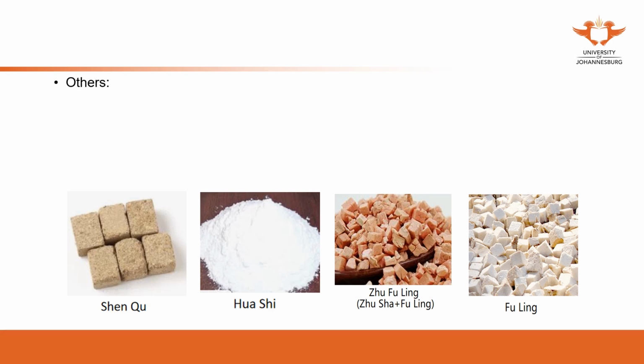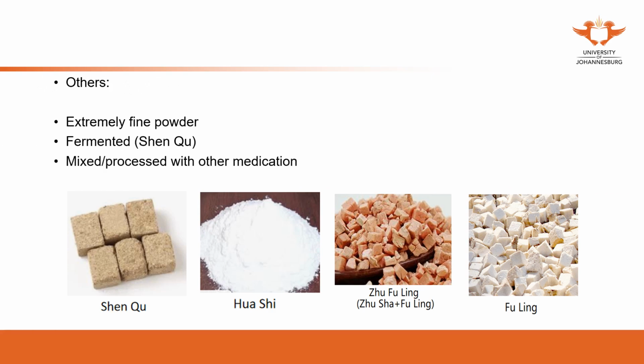There are other commonly used processing methods, such as grinding into fine powder, fermenting, or mixing with other herbs. Grinding into fine powder, for instance, the second one, Huashi. How to process this? This is a kind of mineral product. You grind the mineral product in water, and then the water will become cloudy. You keep the cloudy water in a container for a few days. After a few days, the substance in the water will sink down, and then you pour out the water.